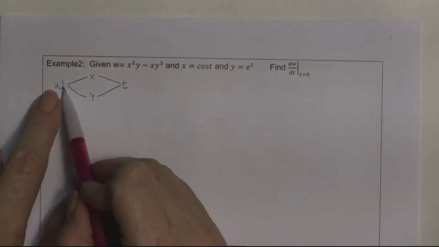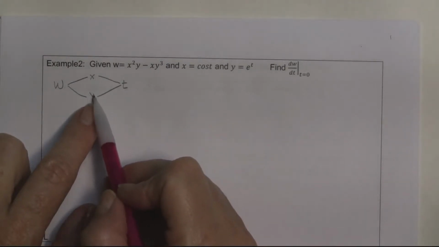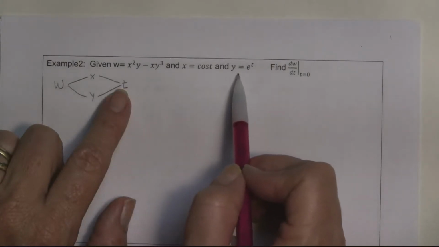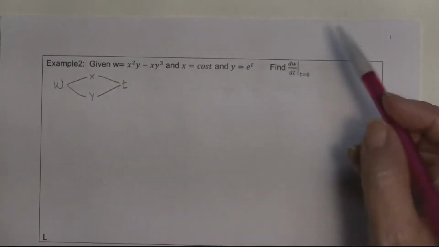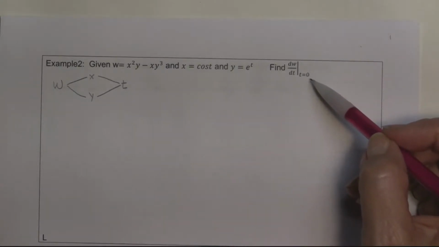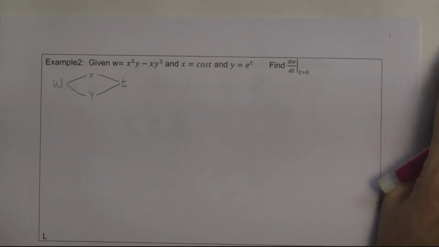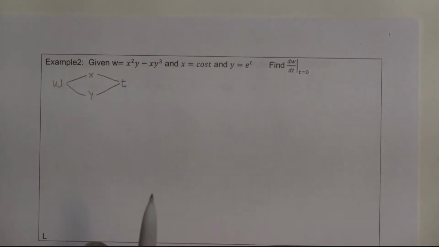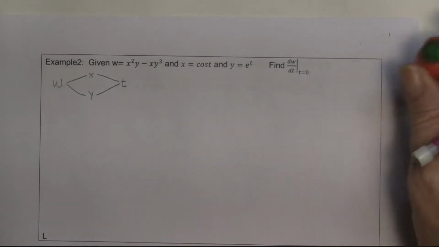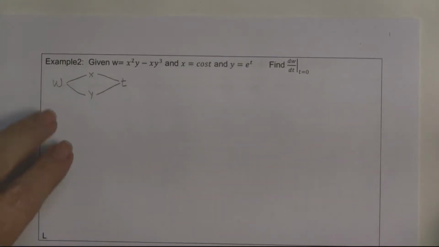And so there's my tree. My independent variable is w. My intermediate variables are x and y, and both x and y are in terms of t. Here they're asking me to find dw/dt and evaluate that when t is 0, and that's a really lovely point. t is 0 there because you're going to notice that a lot of things just kind of go away.